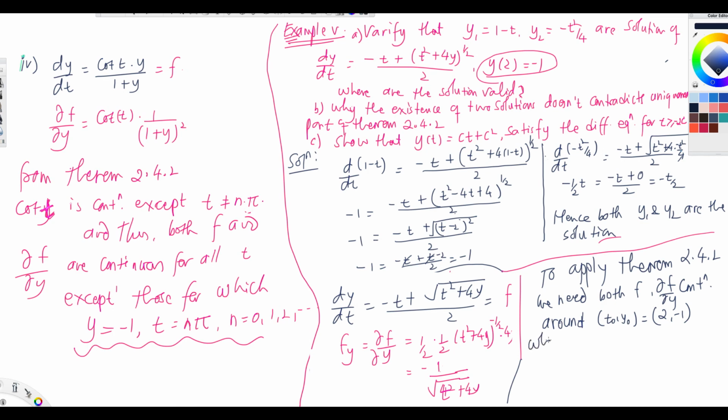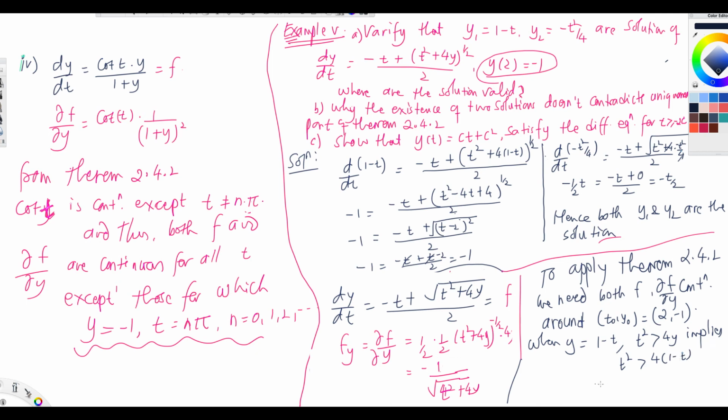So when y equals 1 minus t, what happens here? When are both f and f sub y continuous? f will be continuous if t square is greater than or equal to 4y, and f sub y is continuous if t square is greater than 4y. So t square greater than 4y implies, just plug in, t square greater than 4 times 1 minus t, because y is 1 minus t. So what do you get?